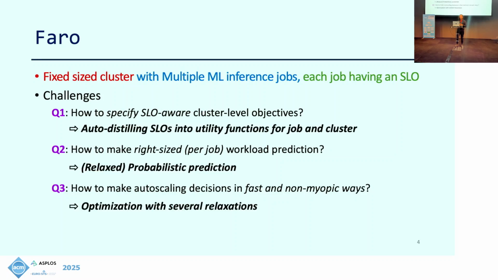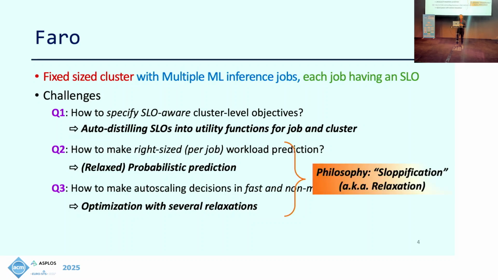So we address the first one by auto-distilling SLOs into utility functions, both for the job and then eventually for the cluster. We predict workloads by using probabilistic prediction, and we make auto-scaling decisions by several steps of optimizations and several relaxations. Again, remember the Mona Lisa incomplete puzzle I showed you? That's what underlies the philosophy under our approaches to Q2 and Q3, which is we use slopification or relaxation. And again, I'll say more about this over the next few slides.